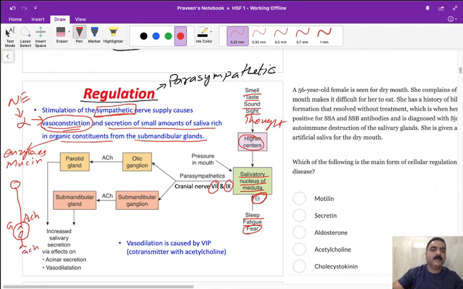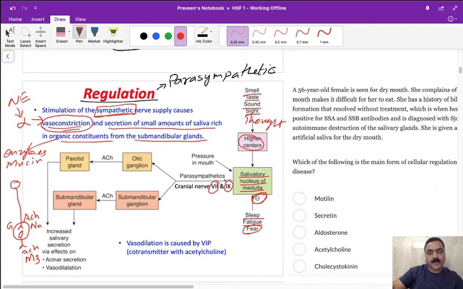But very important, what happens? The acetylcholine released by the preganglionic neuron acts on the nicotinic receptor, whereas the acetylcholine released by the postganglionic neuron acts on the muscarinic receptor. Here specifically it acts on the M3 muscarinic receptor, whereas the acetylcholine from the preganglionic acts on the nicotinic receptor.